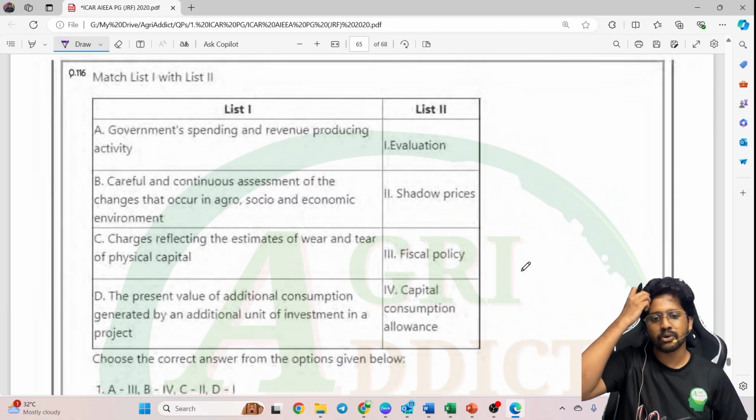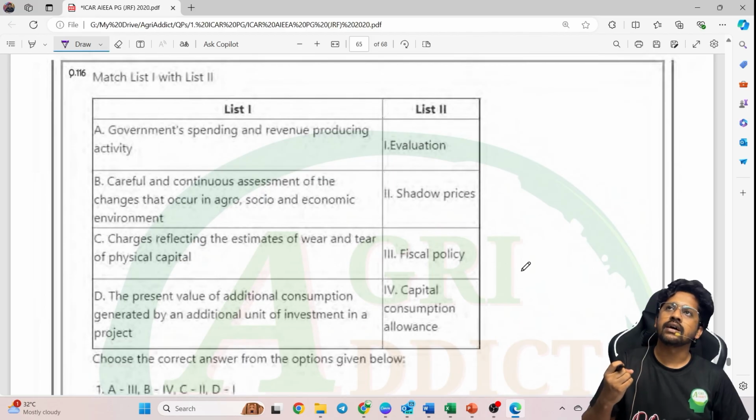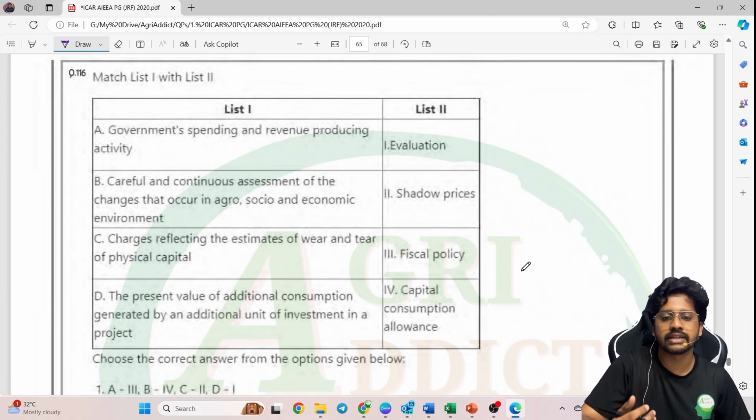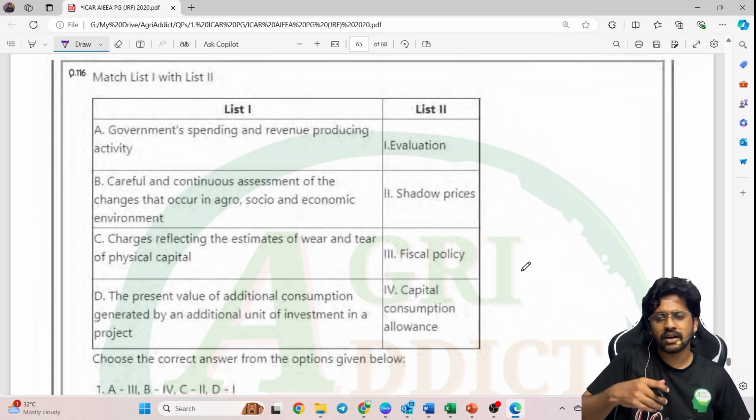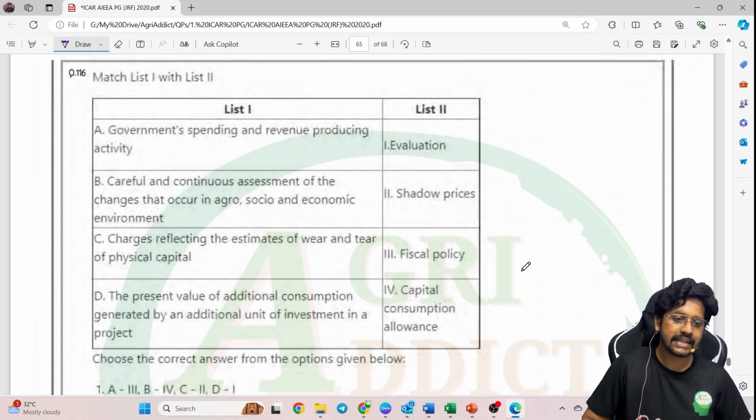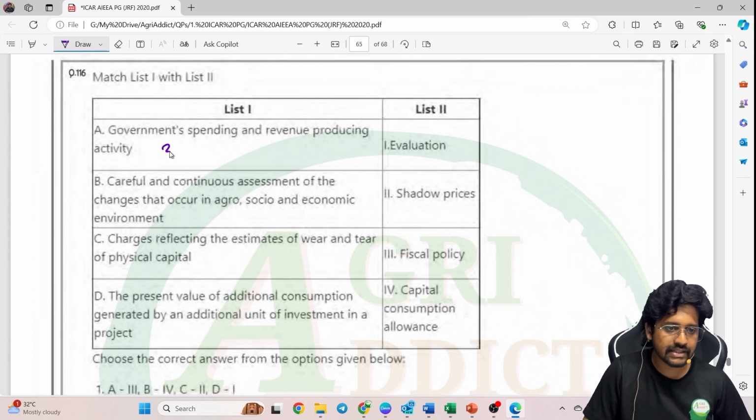What is actually fiscal policy? In order to stimulate growth in the economy, or to control uncontrollable growth, or to eliminate inflation and all, government will be taking some decisions by deciding whether to spend and how the revenue should be generated in the economy, and it can be considered as the fiscal policy. So therefore, A can be connected with the third option.